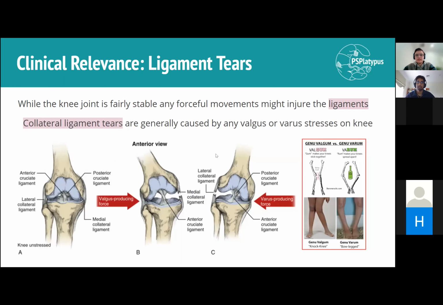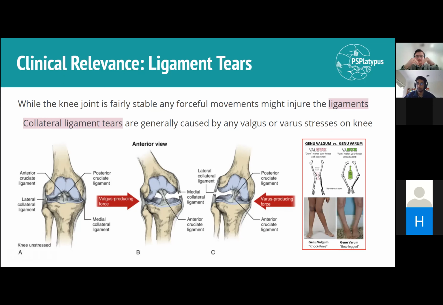Collateral ligaments are much easier. I did mention that they prevent valgus or varus stresses. If you've got too much valgus stress or too much varus stress, you're going to tear the ligaments. This slide is more to show you visually what that looks like, and also to give you a useful way to remember what is valgus and what is varus. If you don't remember valgus, just think valgum, and gum is going to cause your knees to sort of stick together.